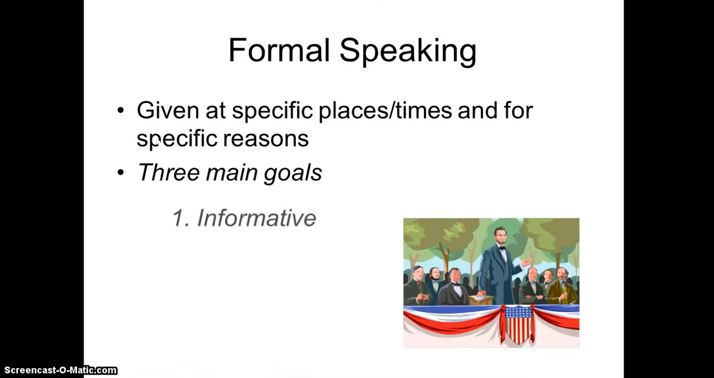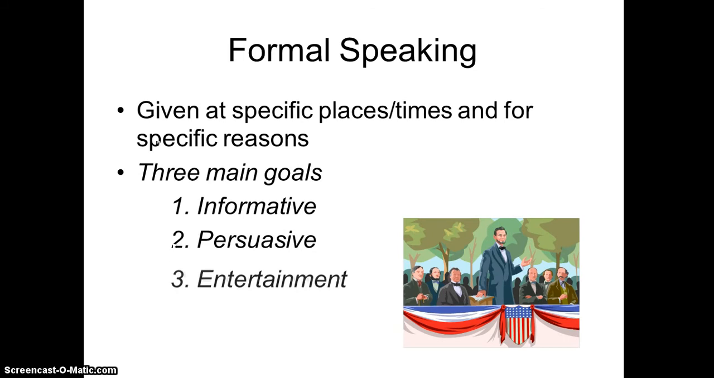So, formal speaking is given at specific places and times and for specific reasons, but there are three main goals. The first goal, much like writing an essay, is informative, the second is persuasive, and the third is entertainment.